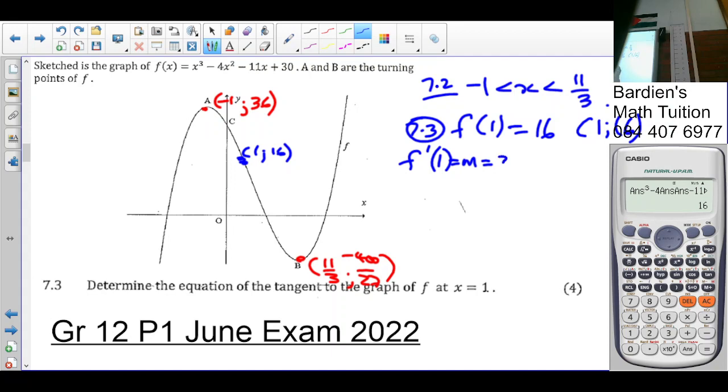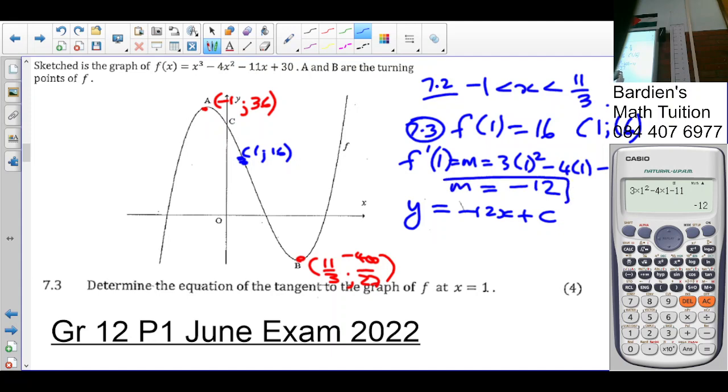So that's going to be 3 times 1 squared minus 4 times 1 minus 11. So put that in the calculator. You could have just said 3 minus 4, which is negative 1, so you get negative 12. So we have a gradient of negative 12, a very steep gradient. So the equation of the tangent is y is equal to negative 12x plus c. Remember, that's your gradient of the graph.